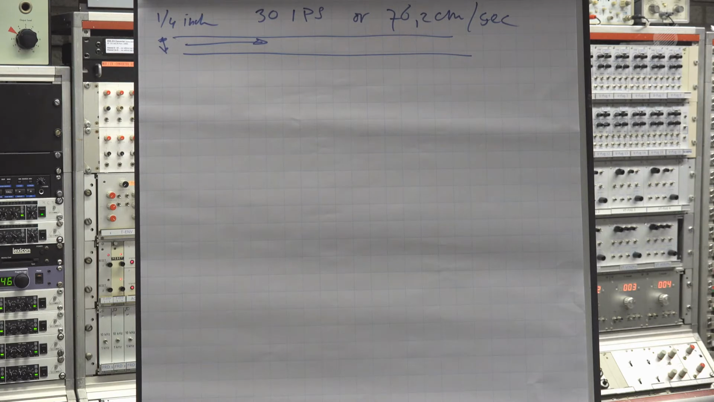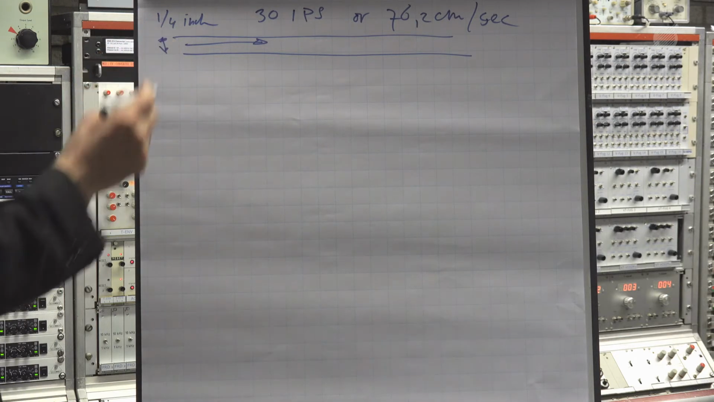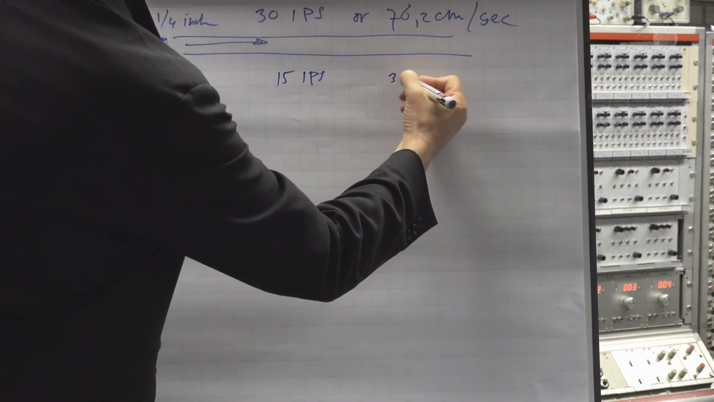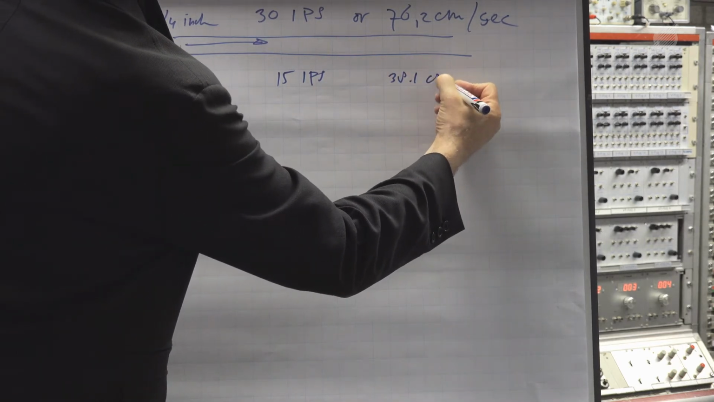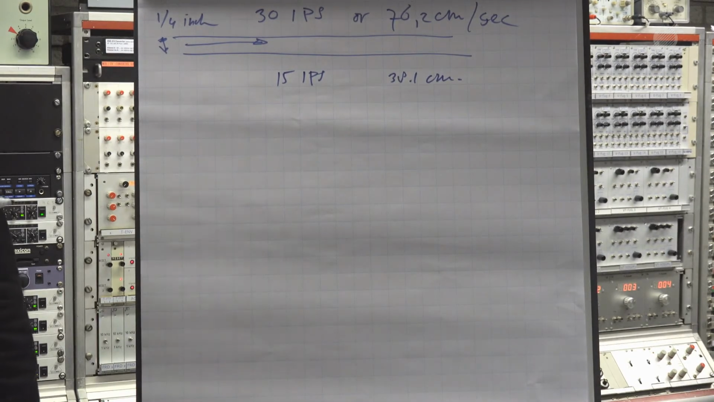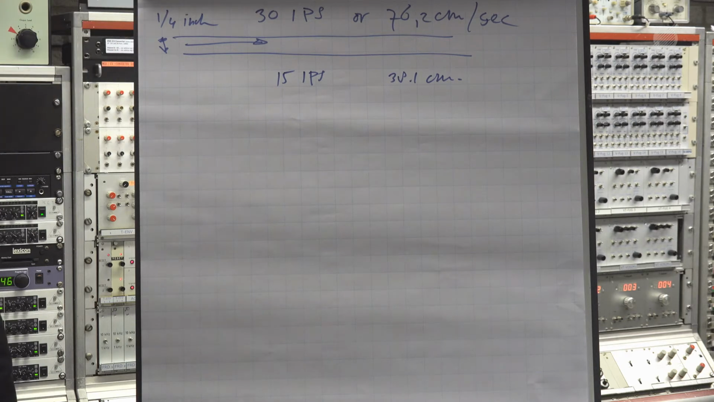Very soon after this tape standard was defined, the tape speed went down to half of this speed, to 15 inch per second or 38.1 centimeter. For two reasons. There was an economic reason, because tape was and still is expensive. So at a high speed you use more tape for a certain amount of recording time. And the second reason is that you want to record, for instance, a whole movement of a symphony. Yeah?